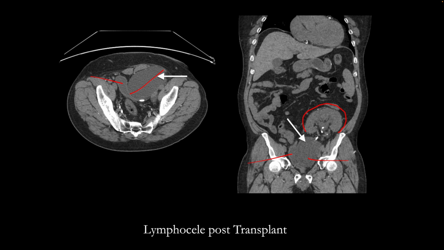You can do an MRI to further evaluate it. It will be simple cystic with T2 hyperintensity, no enhancement, low T1 signal, and no restricted diffusion. And you can do an FNA also to make a more definitive diagnosis.